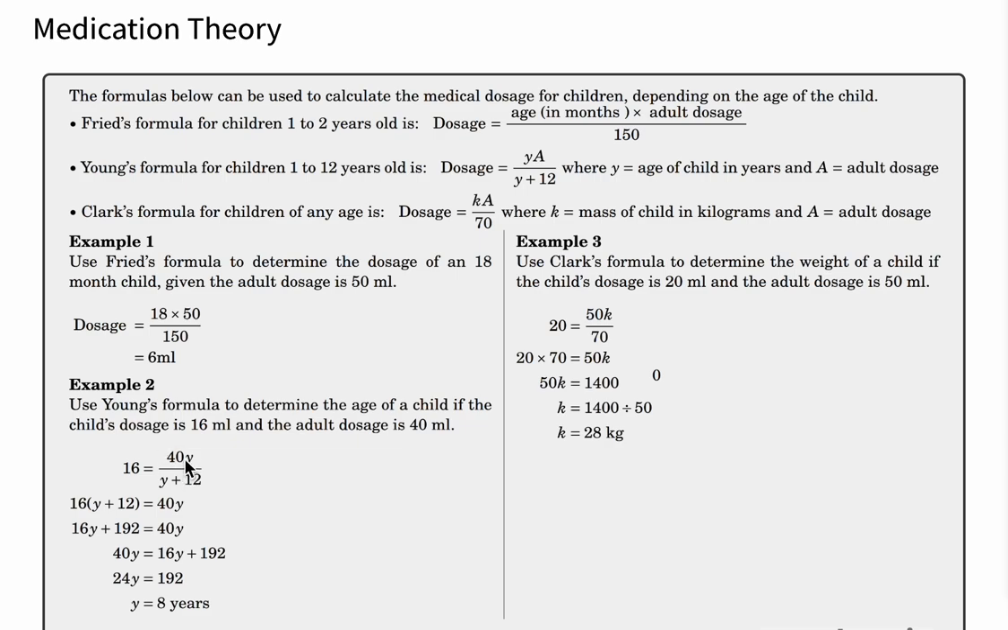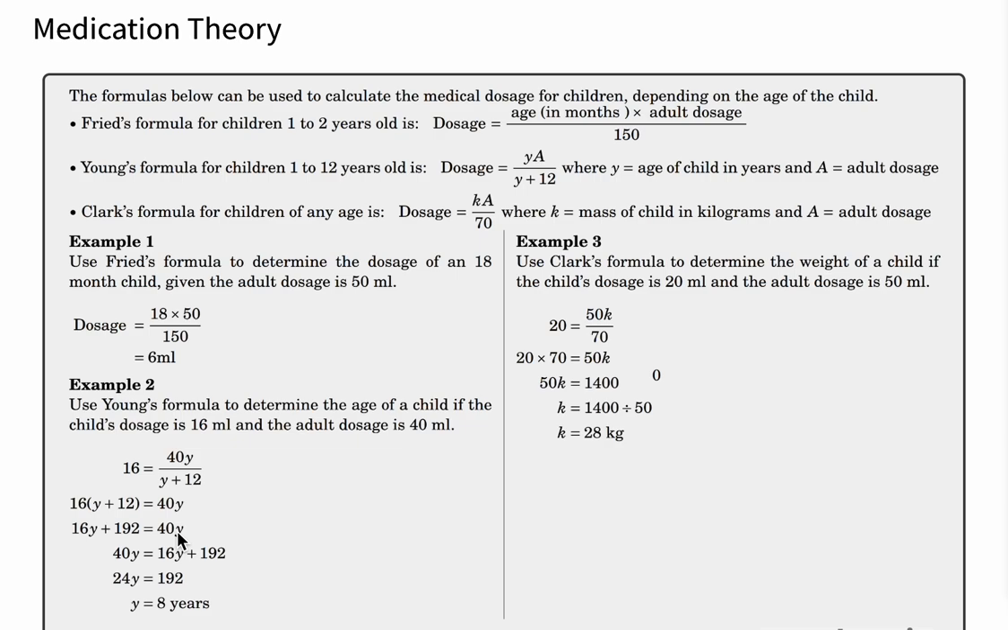So in other words, the dosage amount for the child is already given to you, which is 16, and the adult dosage, which is 40, times y, because you're trying to find the age of the child, divided by y plus 12. So you would cross multiply. So 16 times this equals 40, and then you would distribute. I keep talking about the rainbow technique. So 16 times y, 16y, 16 times 12, 192.